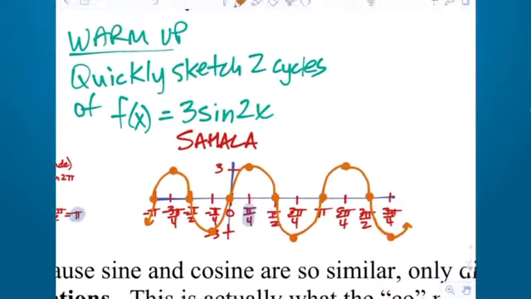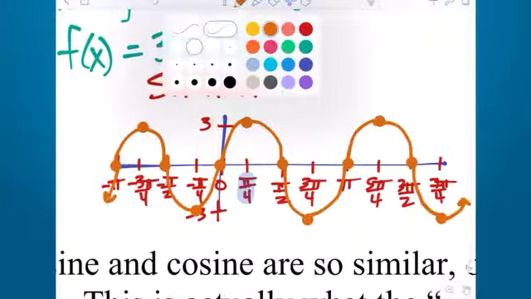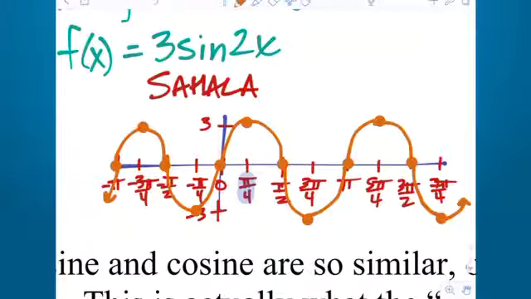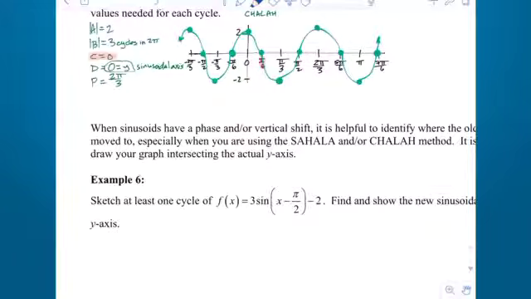I just have a question. Yeah, fire away. The horizontal shift left to right, how do you know where your starting point is, I guess? Good question. We're going to look at one like that right now, and I'll show you how to do that. If there is a horizontal shift, you just have to be careful, because if you're sketching by the Sahala or Chala method, that first critical value has to reference either the y-axis if there is no phase shift, or where the y-axis moves to if there is a phase shift. It always has to reference that original y-axis point. All right? Okay, so let's jump down to example 6, and you'll see one of those.